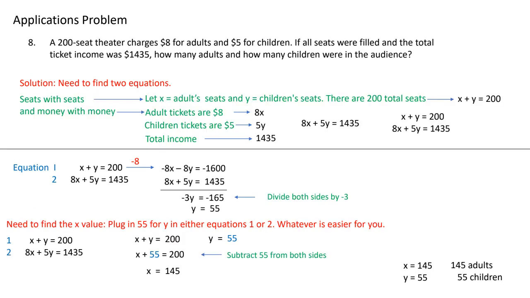All right. So let's look at an application problem. We have this problem: a 200-seat theater charges $8 for adults and $5 for children. If all seats were filled and the total ticket income was $1,435, how many adults and how many children were in the audience? Okay, so we want to solve how many adults bought tickets and how many children bought tickets for this theater, for this movie.